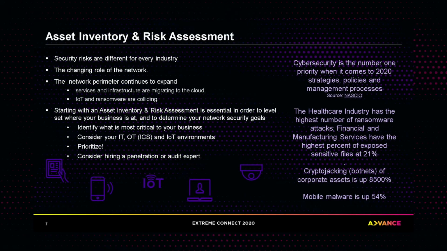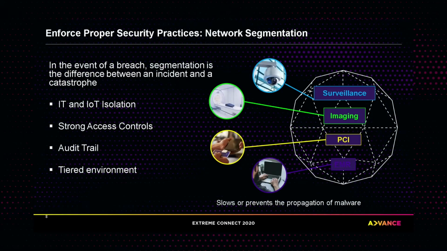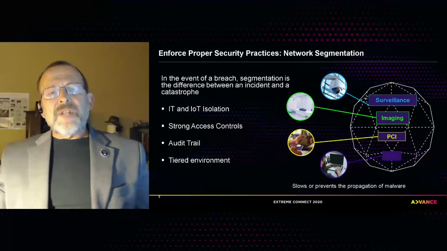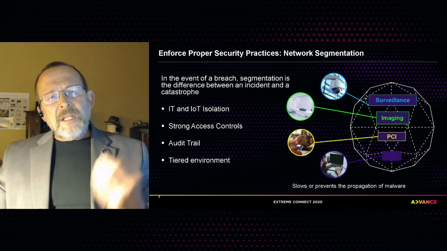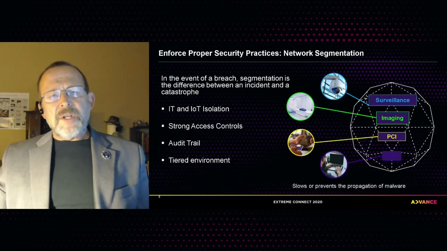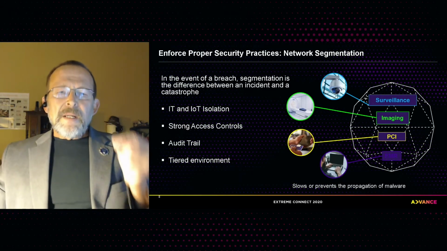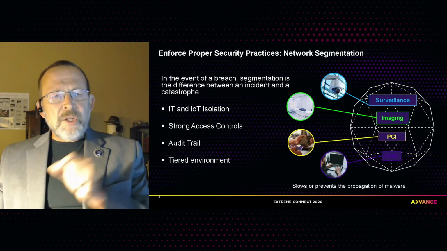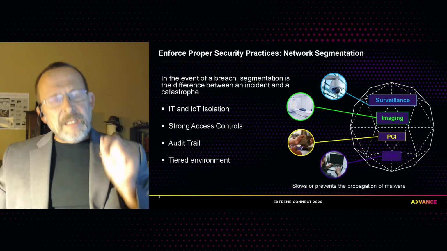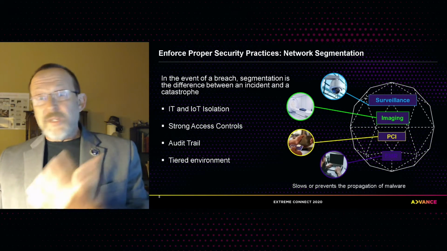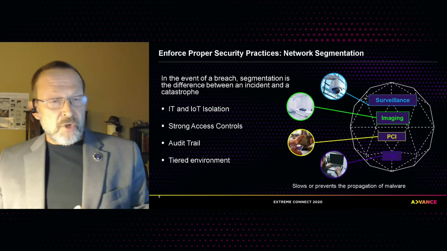So this is overall advice that I have for you. Keep in mind the variety of devices. Understand what's in your network, why it's in your network, who owns it, and have some sort of established policy. This touches on segmentation, IT and IoT isolation, strong access controls, audit trails, and tiered environments. Remember, this can slow or prevent propagation of malware in your environment. And in the event of a breach, segmentation is the difference between a minor incident and a catastrophe.